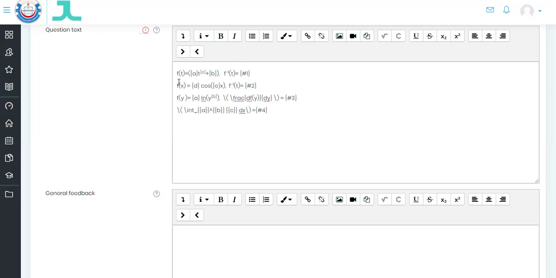The first question, f of t equals a times t, the variable, to the power c, plus b. The answer to this question is symbolic. It is not a number, it is a formula. The answer is a formula. Now, a is a random variable, randomized, and c is randomized, the exponent of t, and b is also randomized.